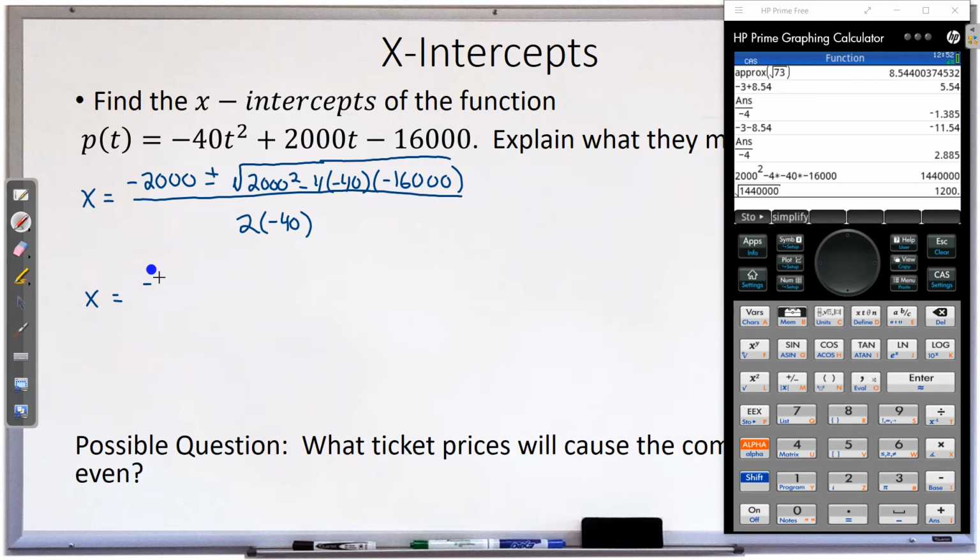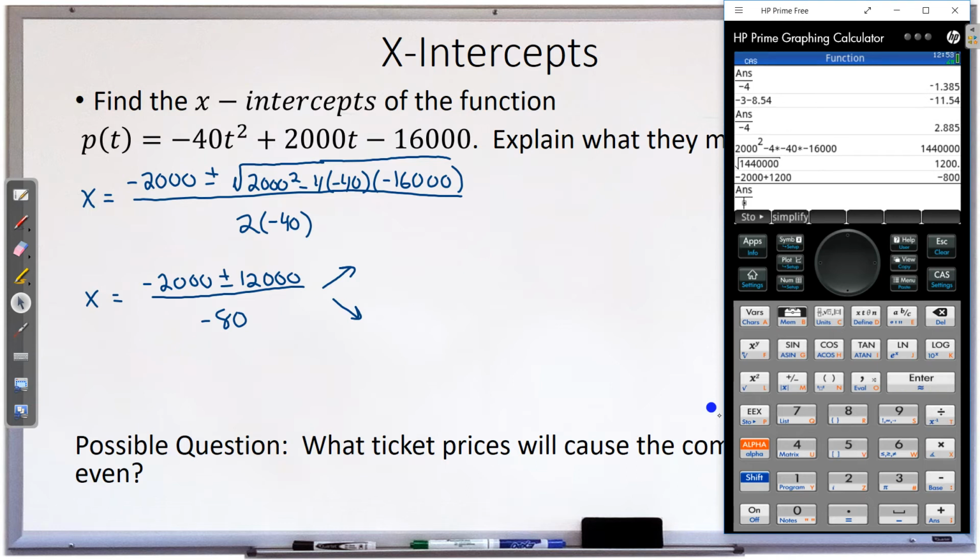Now I'm going to start writing some of this down. We have negative 2,000 plus or minus 1,200 divided by, and 2 times negative 40 is negative 80. Let's take that and turn that into two answers. We get negative 2,000 plus 1,200, and divide that by negative 80.